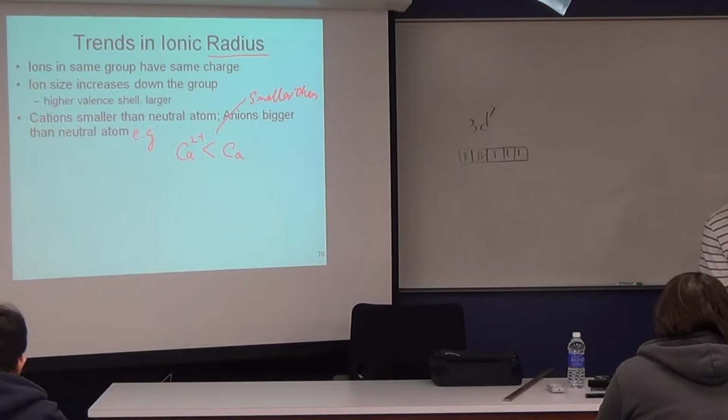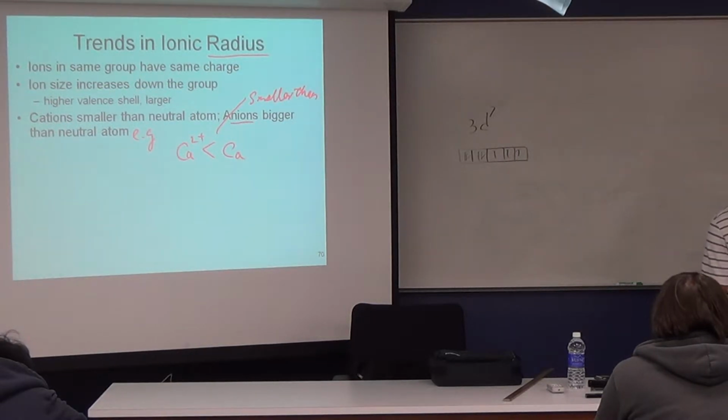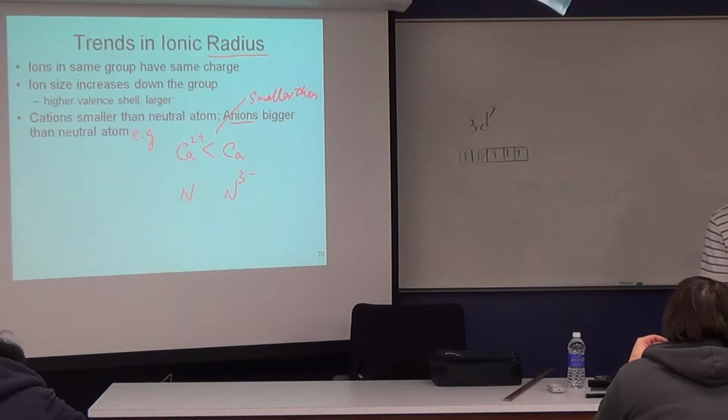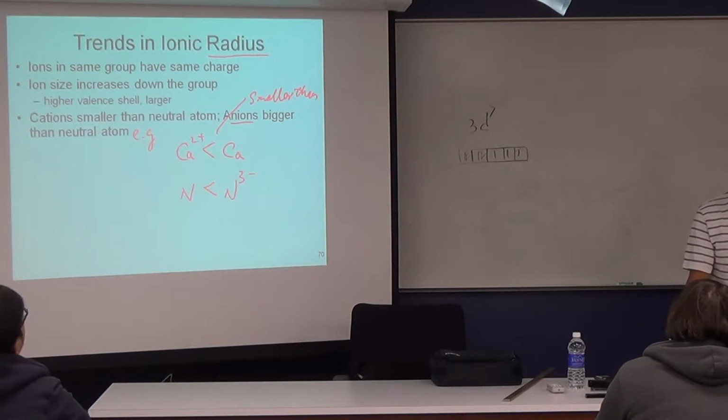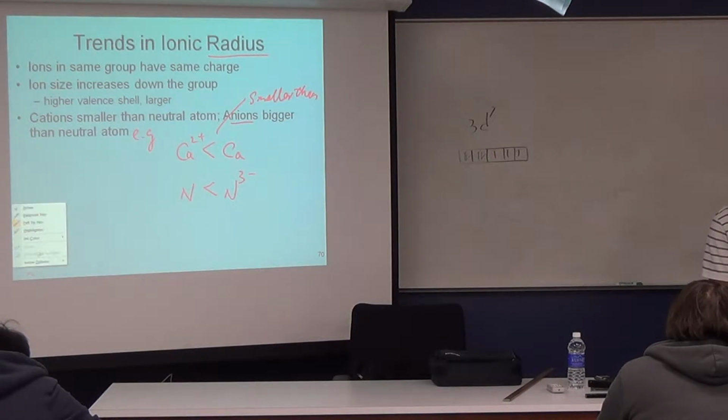Now the other type is the anion. You just saw it in the last example. So you have N and N3 negative. You get N3 negative from N. Now which one is bigger? Again, like this: N is smaller than N3 negative. So let me just read this.